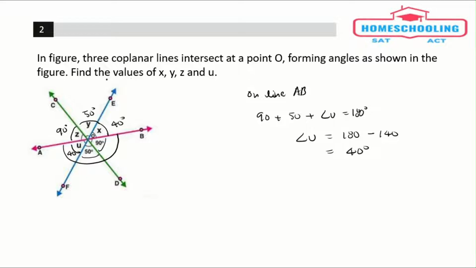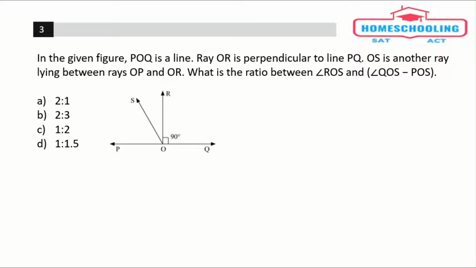So in the question it was to find the value of x. So x is 40 degrees, y is 50 degrees, z is 90 and u is 40 degrees. So 40, 50, 90, 40. You have to find the option in which the angles are given in this sequence. Now moving to the next question.